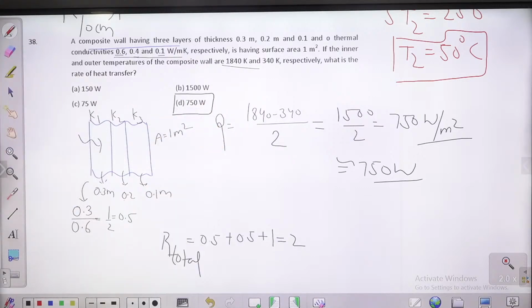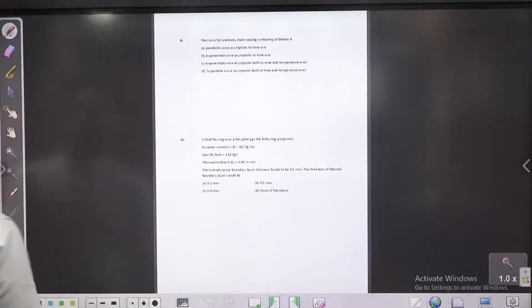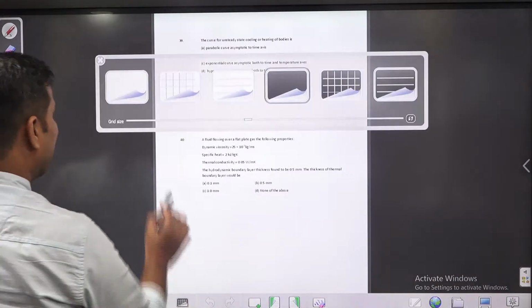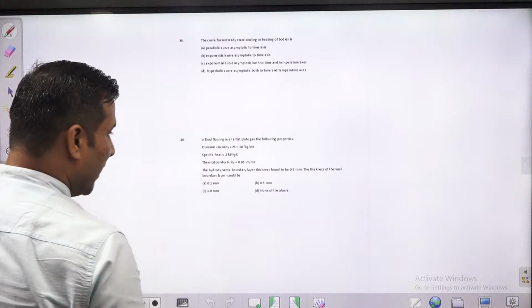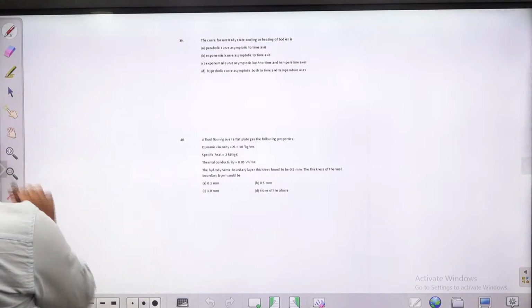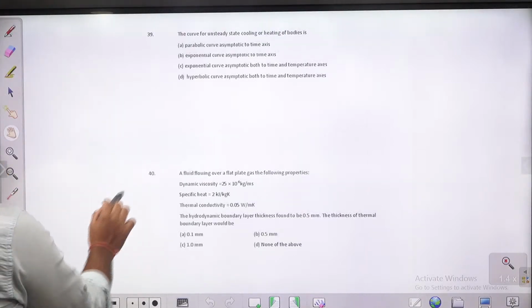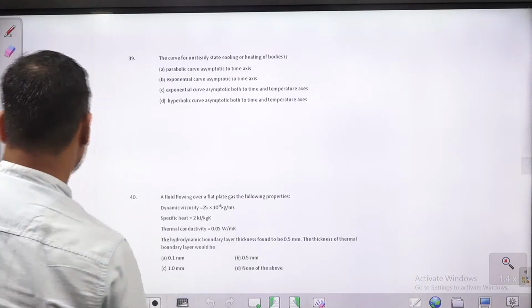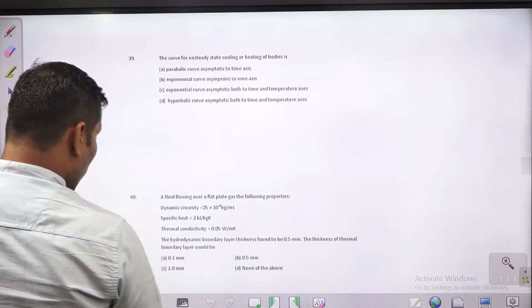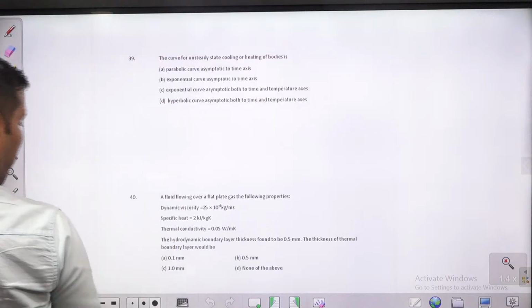Fine. Let us move to next question 39 quickly. Children, today let us end at 39 and 40. Let us end this session at 40 questions. 10 questions I will share in the common group, you can practice, because otherwise the session will go around 2 hours. So we are going to solve 40 questions only in today's session.